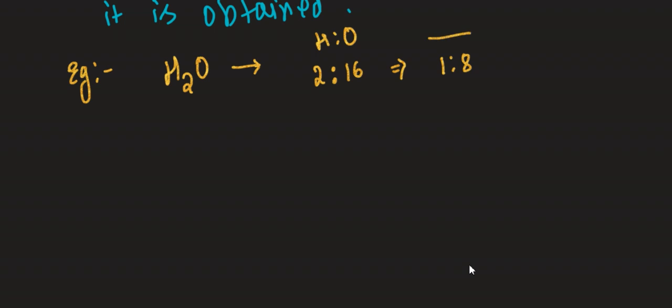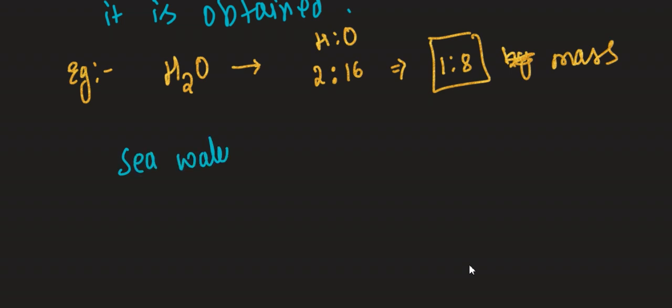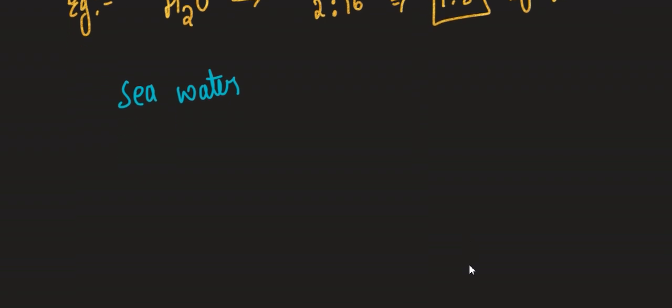Yes or no? What are you going to get here? One is to eight ratio by mass. We can say this is nothing but the mass ratio. Now, suppose I take seawater. I'm not talking about its composition or the components present inside the seawater. I'm just asking what is the formula of the water present in the sea. We can say there also the formula is H2O.